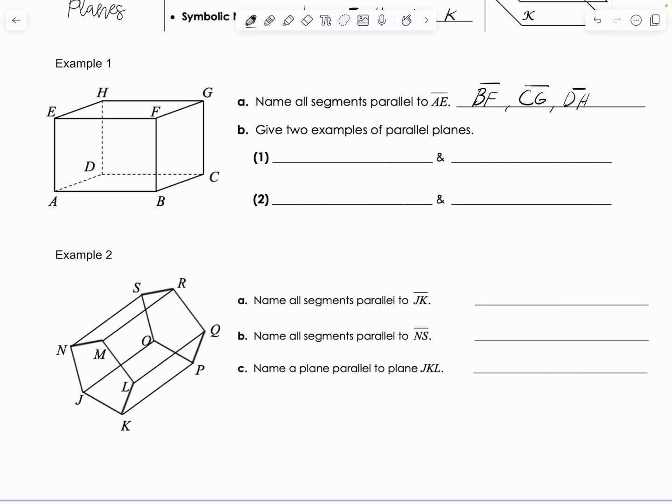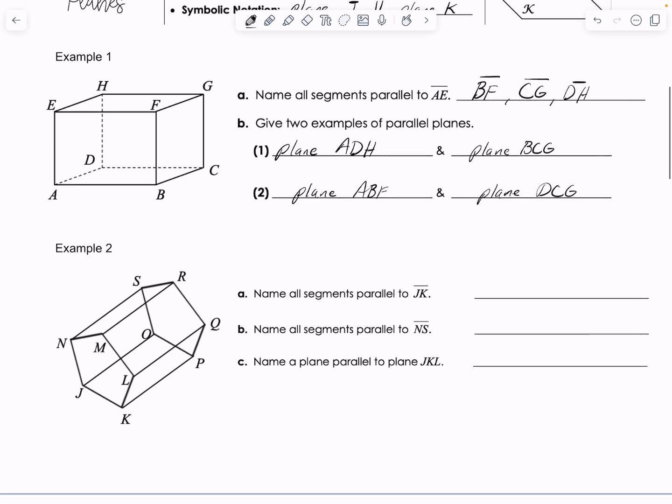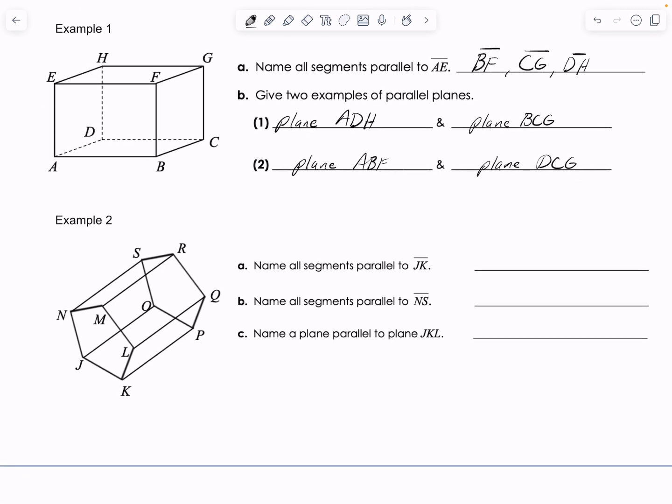Two examples of parallel planes. You've got options here. So I'm going to first do plane ADH and plane BCG. Remember, you just need 3 letters. The next one I'll do is plane ABF and plane DCG. Okay, so those are some examples of parallel planes. We're really going to focus on parallel lines or segments, not the planes.